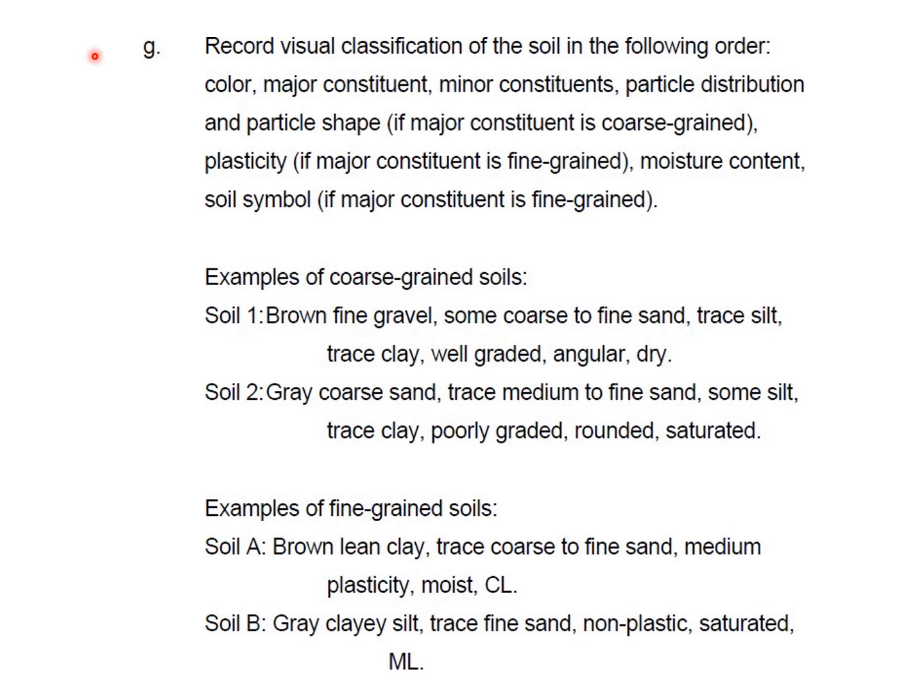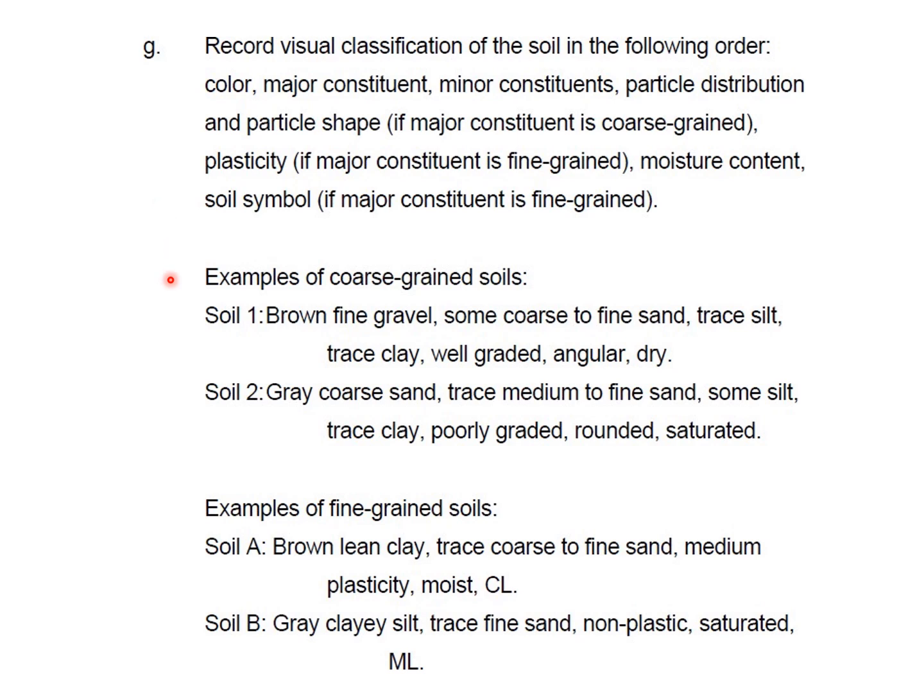Record the visual classification of the soil in the following order: color, major constituent, minor constituents, particle distribution, and particle shape if the major constituent is coarse-grained; plasticity if the major constituent is fine-grained; moisture content; and soil symbol if the major constituent is fine-grained.